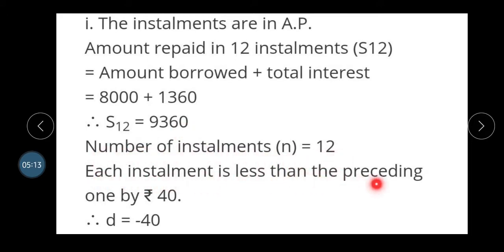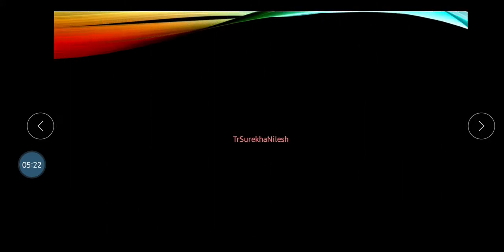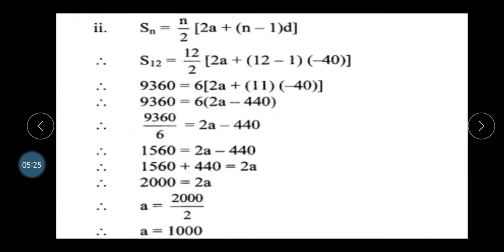Each installment is less than the preceding one by rupees 40, so already I have told you our d is minus 40. We will be substituting it in our formula, that is Sn. We are finding here a, that is the first installment, students. So Sn is equal to n upon 2 into 2a plus n minus 1 times d. Substituting the values, S12 is equal to 12 upon 2, opening the square bracket, 2a plus 12 minus 1 into minus 40, square bracket closed.